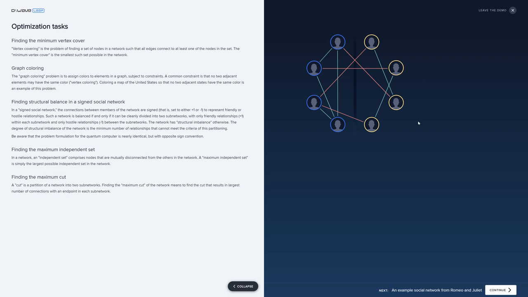Vertex coloring. Okay. Coloring a map of the United States so that no two adjacent states have the same color is an example of this problem. Yeah, that means every state should have another color. Awesome.